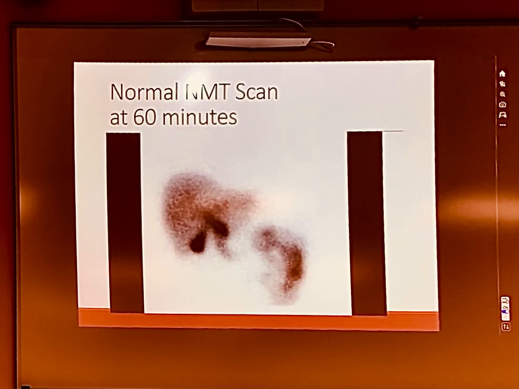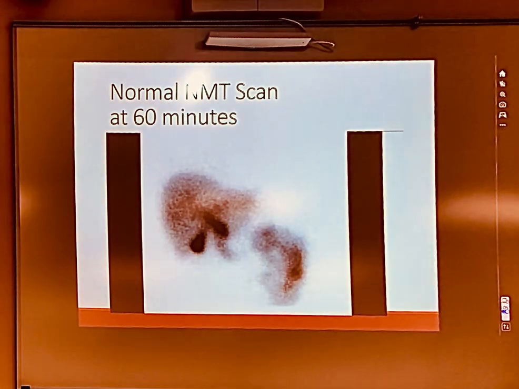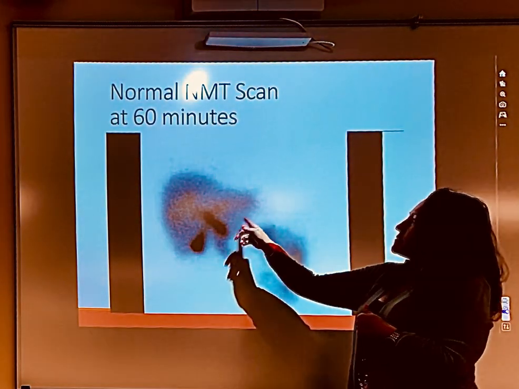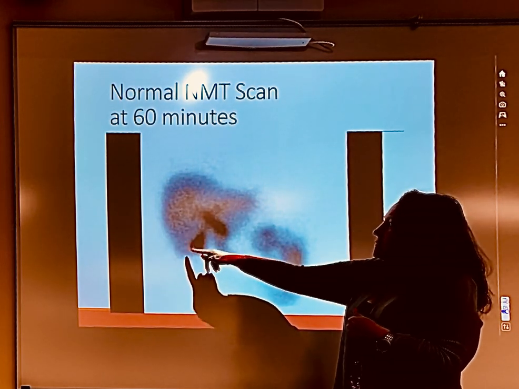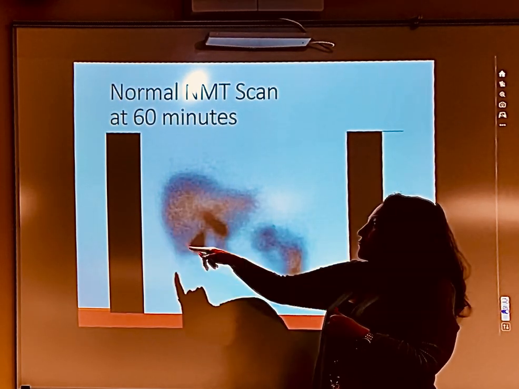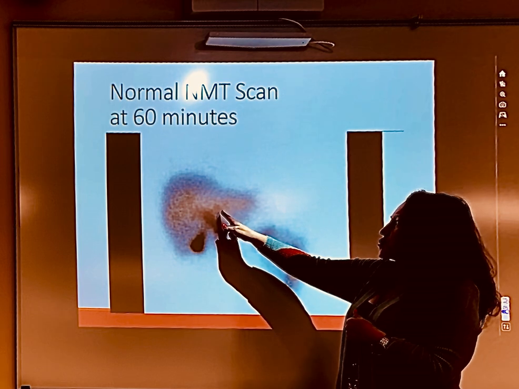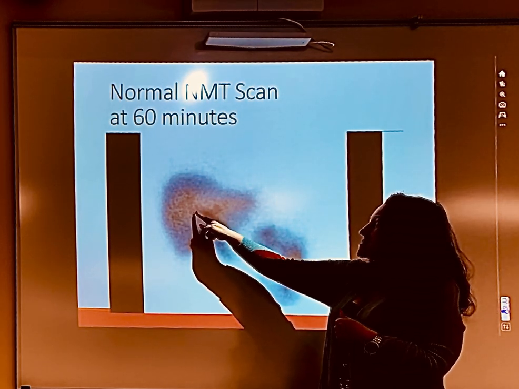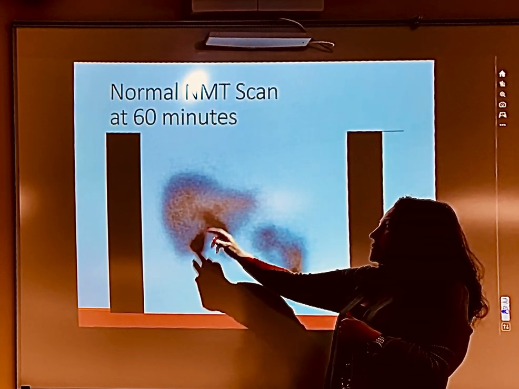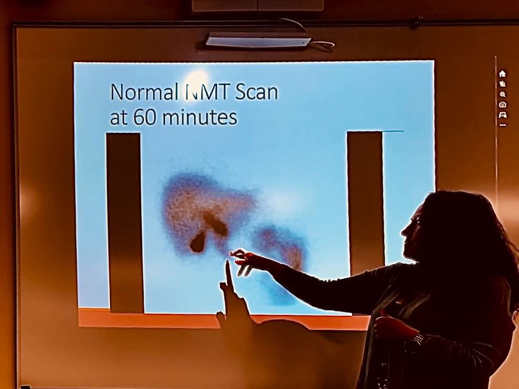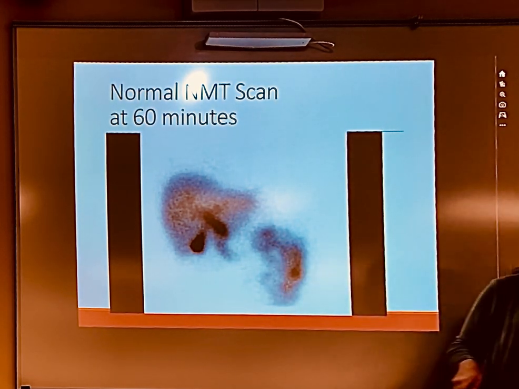So, a normal HIDA scan at 60 minutes looks like this, right? So here's your liver. Looks like an Andes cap, right, from the side. Here are your intrahepatic ducts, gallbladder, common bile duct, and duodenum. This is just bowel activity, okay?